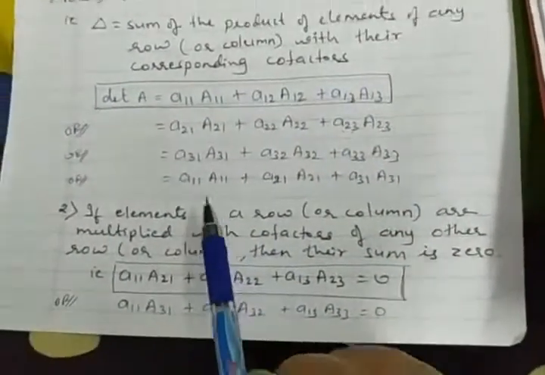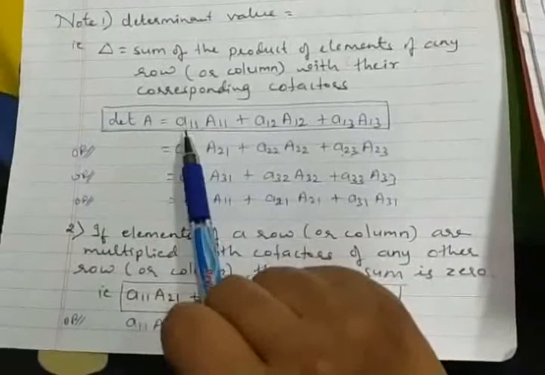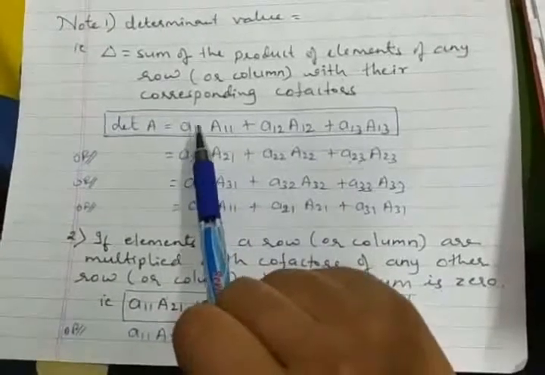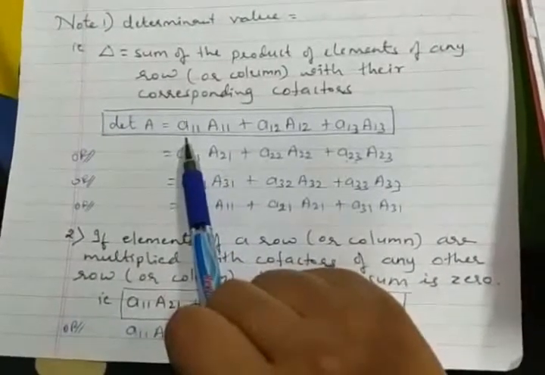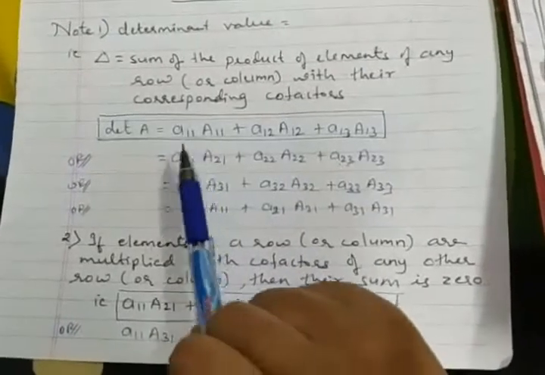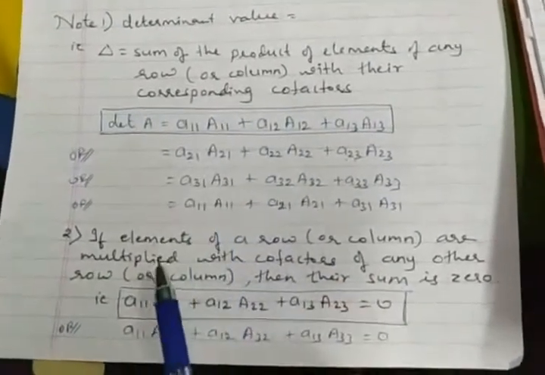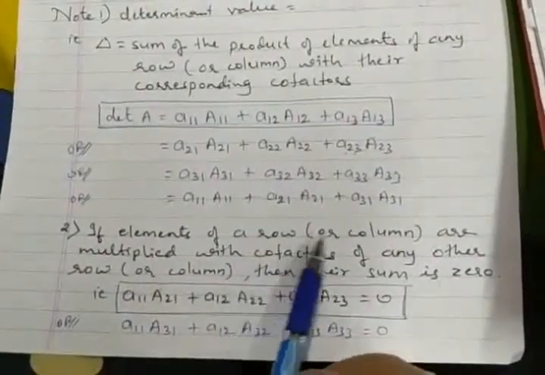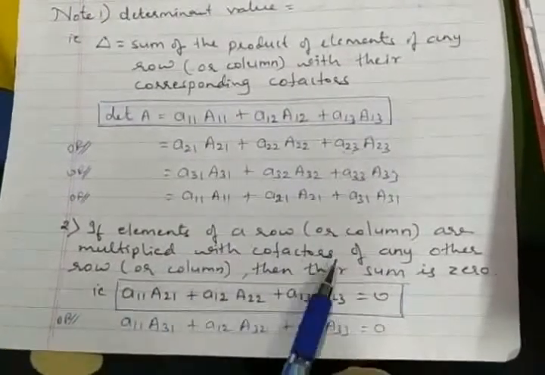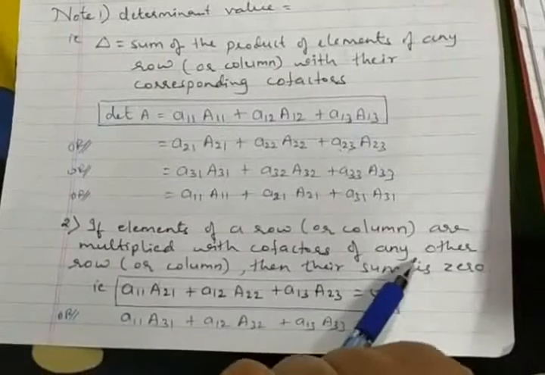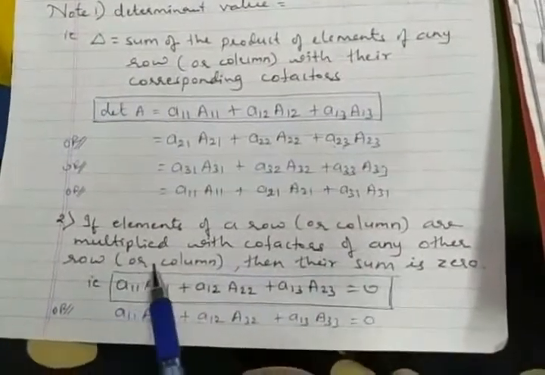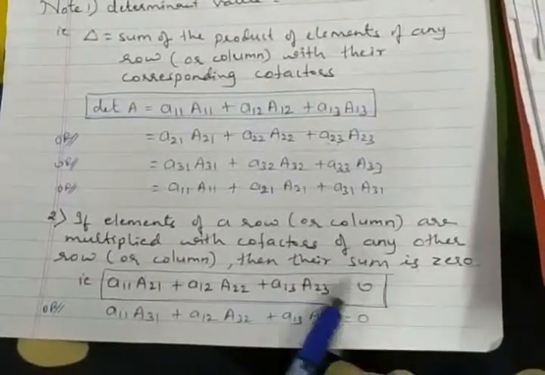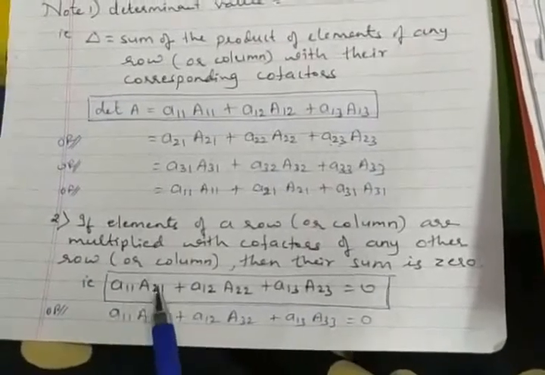Now, one more note here. I have mentioned every element with its corresponding cofactor. What will happen if I go for every element with the cofactor of any other row or any other column? Can you guess? This is the second note which will give you an idea. It says that if the elements of a row or column are multiplied with the cofactors of any other row or column, not the corresponding one, then their sum is going to be 0. So you can make a note here: A11, not 11.